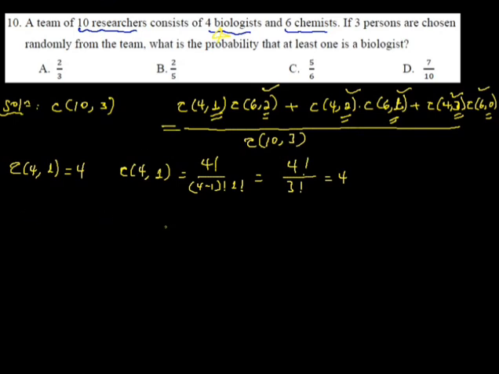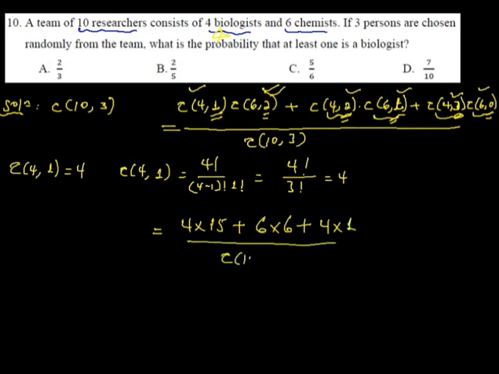So the probability of selecting at least one biologist from this group is combination of 4, 1 is 4, times combination of 6, 2, which by the formula is 15, plus combination of 4, 2 which is 6, times combination of 6, 1 which is also 6, plus combination of 4, 3 which is 4, times combination of 6, 0 which is 1, over combination of 10, 3.